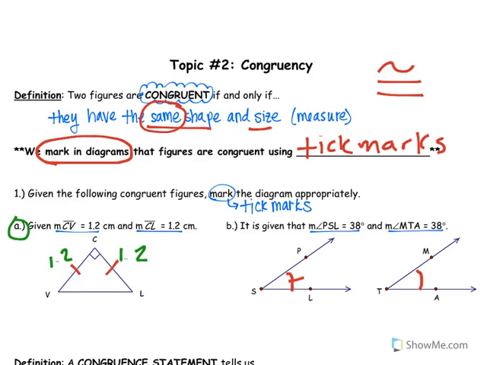So I'm going to put 1 tick mark, and you put a little loop and then a tick mark through those, and that means that those are the same. Alright, let's move on to a congruent statement.